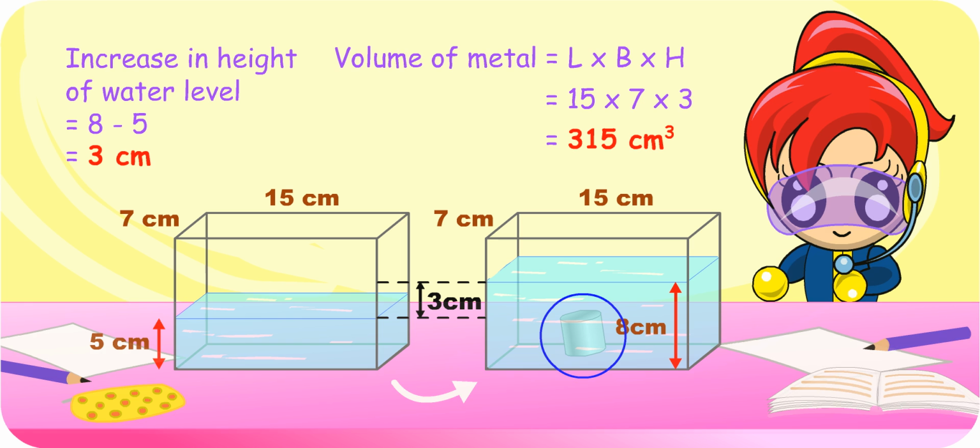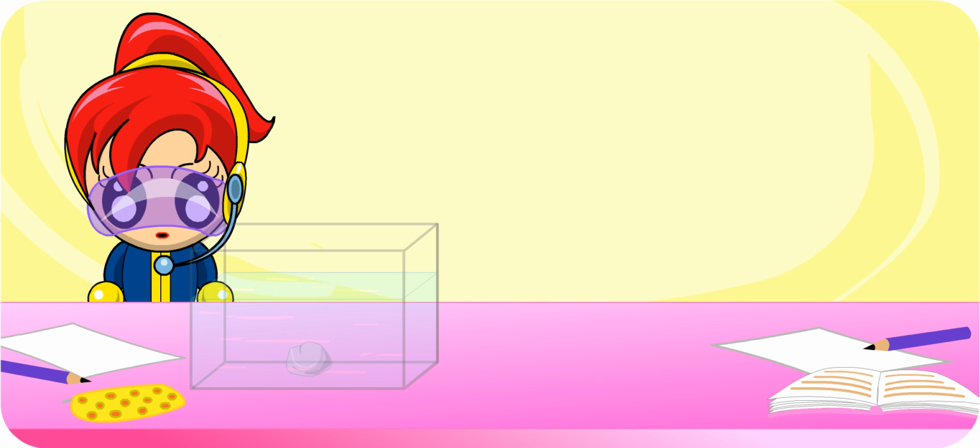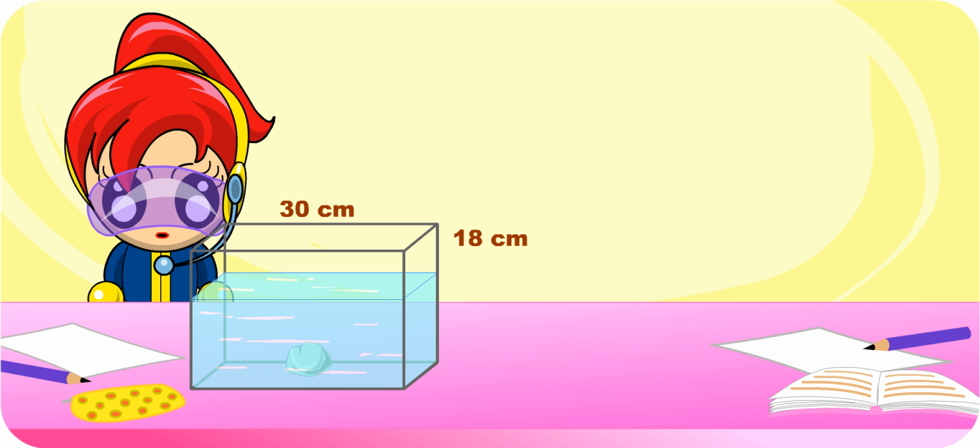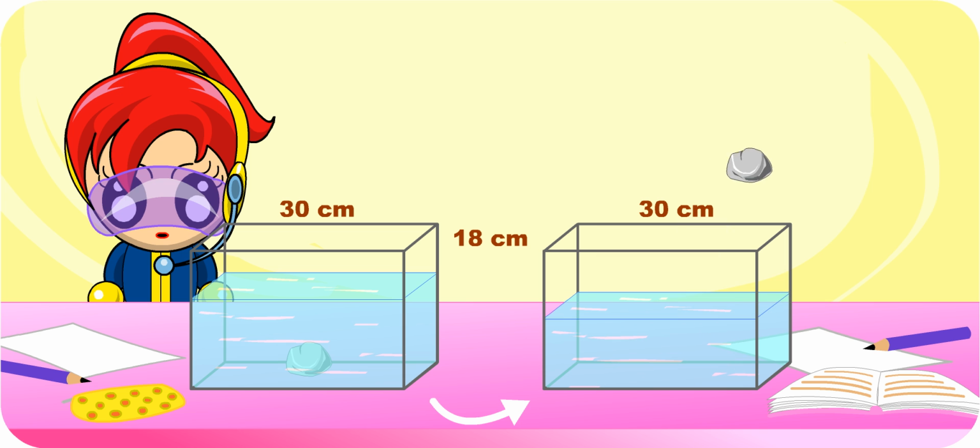Therefore, the volume of the piece of metal is 315 cubic centimeters. Turbo Girl, can you try to do the next question? A rectangular tank 30 centimeters long and 18 centimeters wide contained water and a stone. When the stone was taken out, the water level dropped by 2 centimeters. Find the volume of the stone.